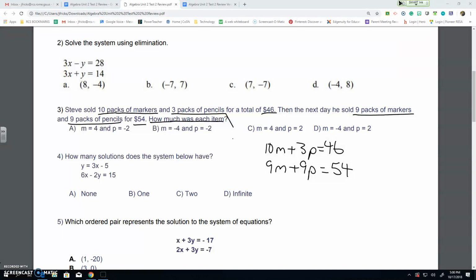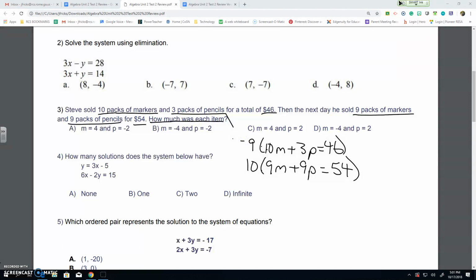Now, for this particular problem, I have nothing that cancels top and bottom. 10 plus 9 is 19. 3 plus 9 is going to be 12. So nothing cancels out. So what I'm going to do is put parentheses around these two, and then I'm going to take the 9 and put it on top, the 10 and put it on bottom. And then I'm going to change the sign of one of those. Whether it's the 9 or the 10, it doesn't matter here. In this case, I'm going to change the 9.